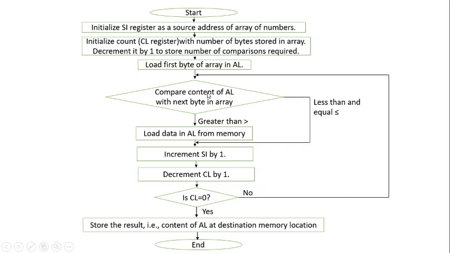If the AL content is greater, because we have to find the smaller, that means we have to swap it. So load data in AL from memory and then finally go to the next data. Now we will keep on decrementing CL. If the CL value is not equal to 0, then we will perform these steps again. If its value is 0, that means we have performed all the comparisons, and the final result will be stored at AL. The AL register will have the smallest number, and we will store it to a particular destination memory location.